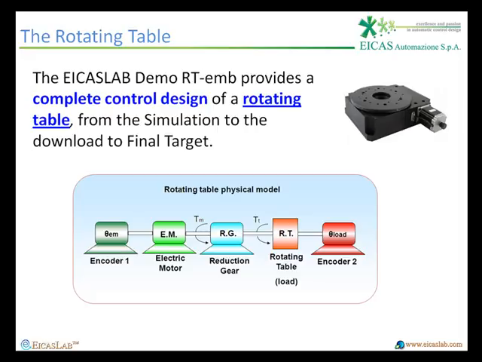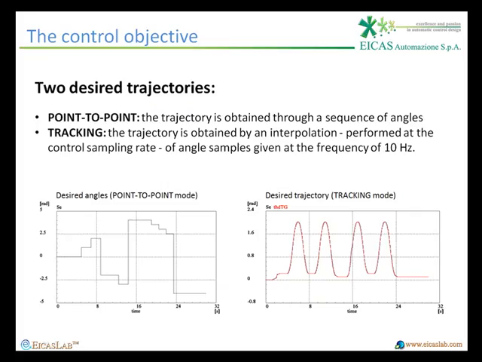For more technical details about the control of the rotating table, you can refer to the document Rotating Table Test Cases of the EICASLAB demo in the EICASLAB website. The aim of the control is to make the rotating table follow some specific trajectories. We consider two types of trajectories.